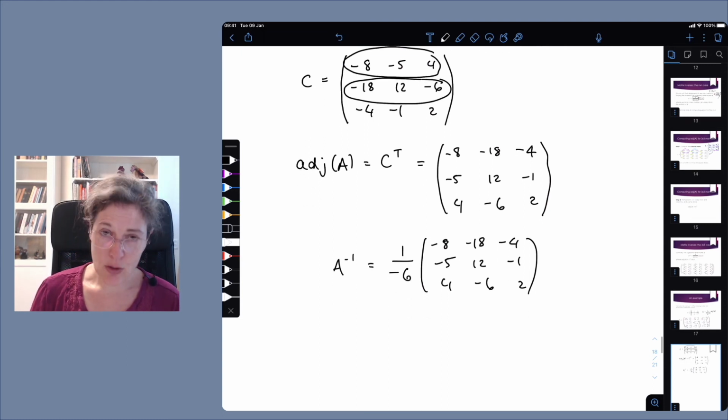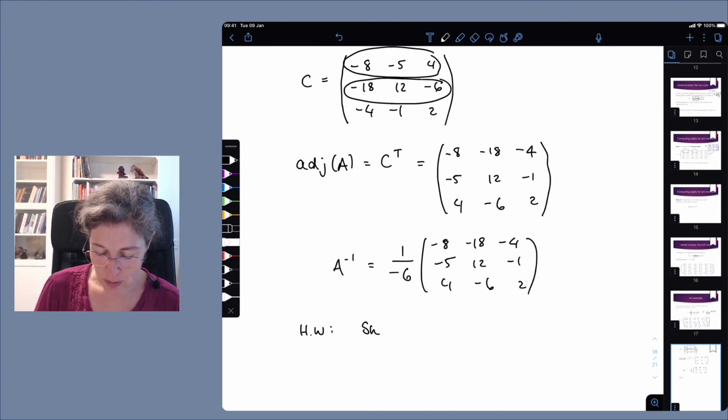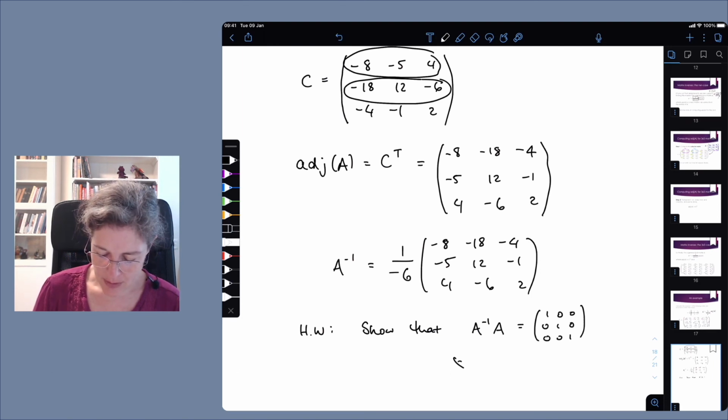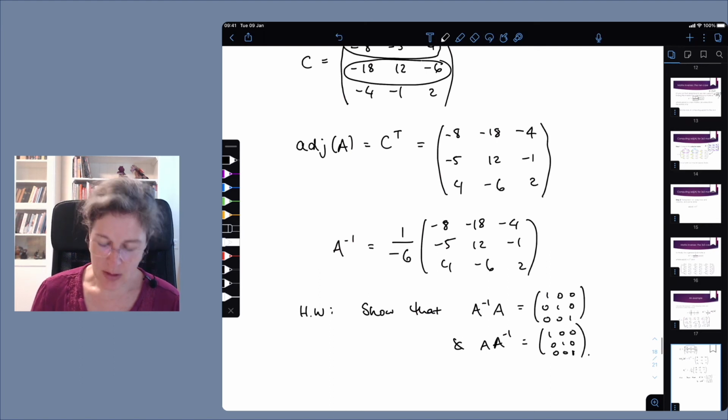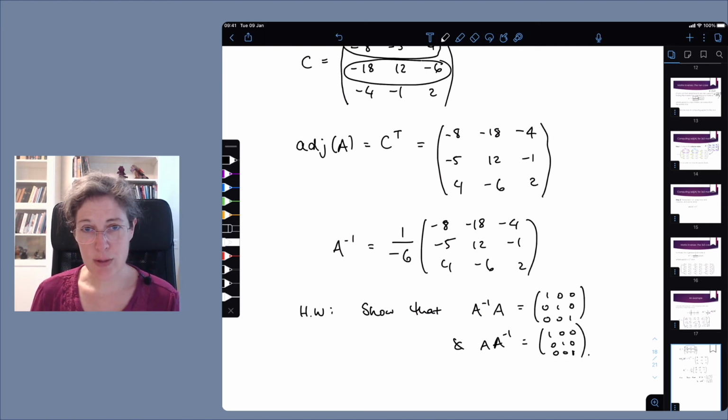So what I would like you to do for a little bit of homework is to actually multiply out. Show that if you do the multiplication this way, you get the identity, and if you do the multiplication the other way, you also get the identity. This is just going to give you some matrix multiplication practice.